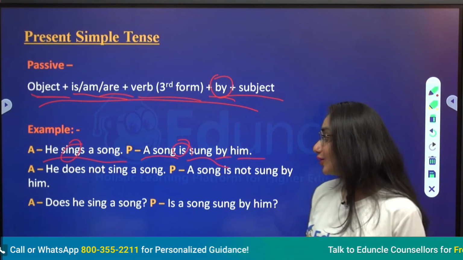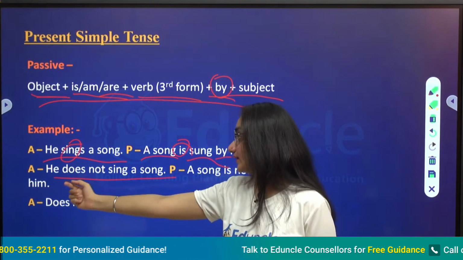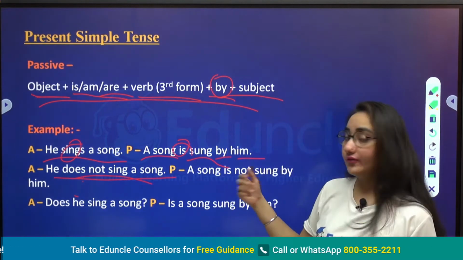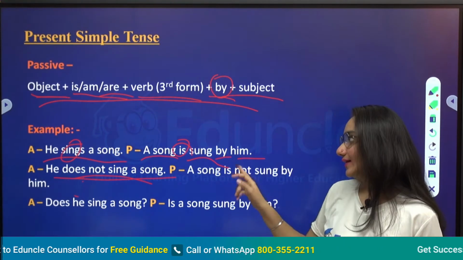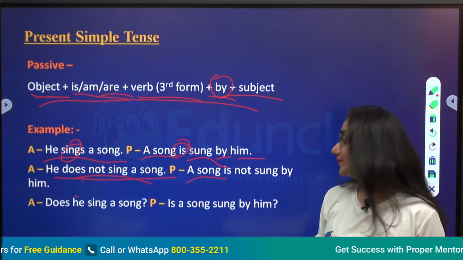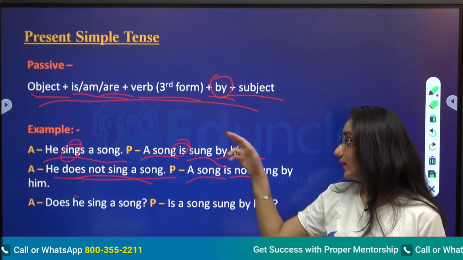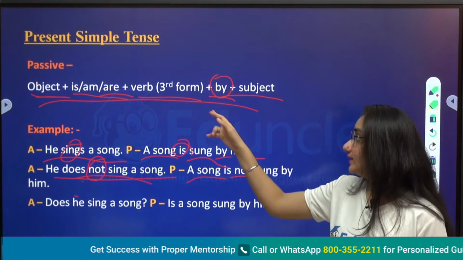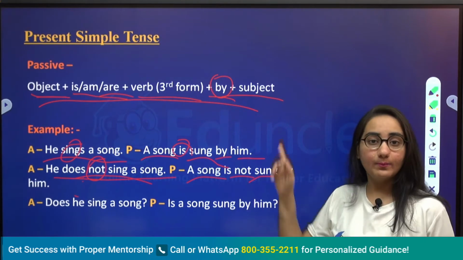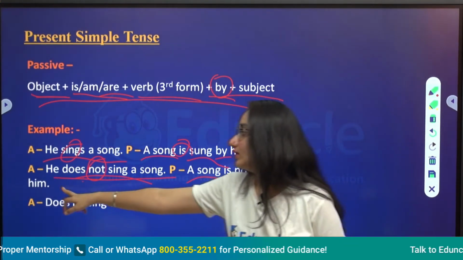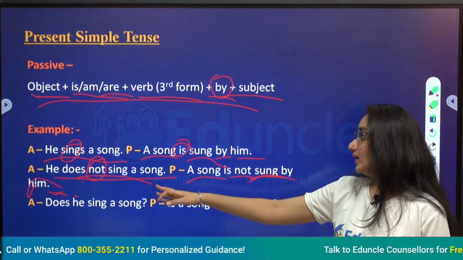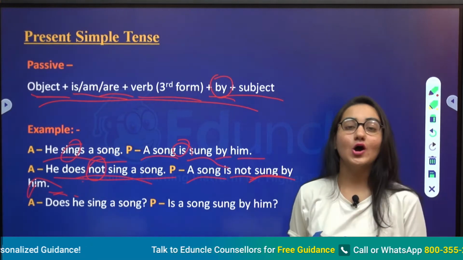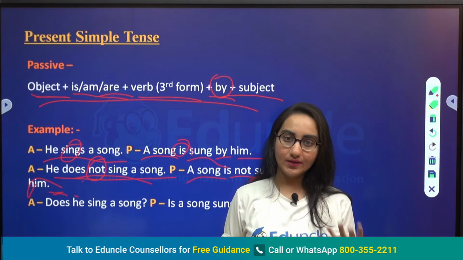Okay. Now let's come on to the negative sentence: he does not sing a song. Now we have to convert it into a passive voice. So again the object will come first, that is a song. Then is/am/are, is. Now as it is a negative sentence, we'll be adding not. Then the third form of the verb, that is sung. By we have to add, then him, that is the subject. So, he does not sing a song. A song is not sung by him. So this is how we convert a particular sentence into the passive voice.